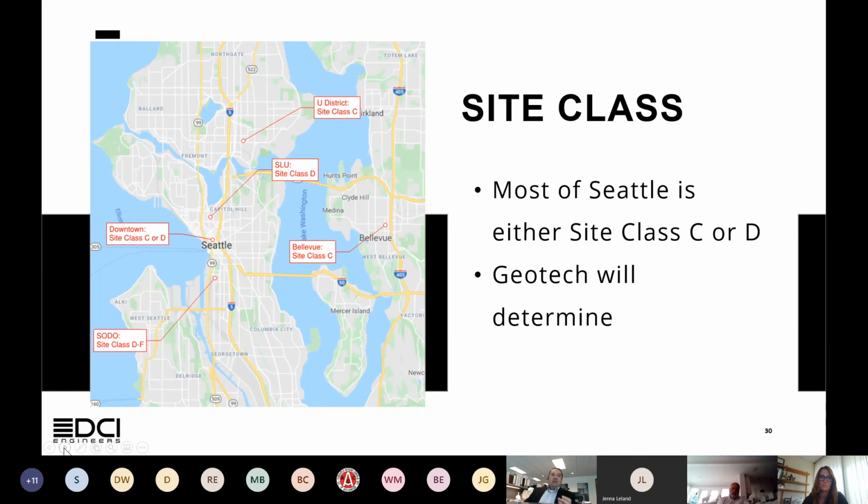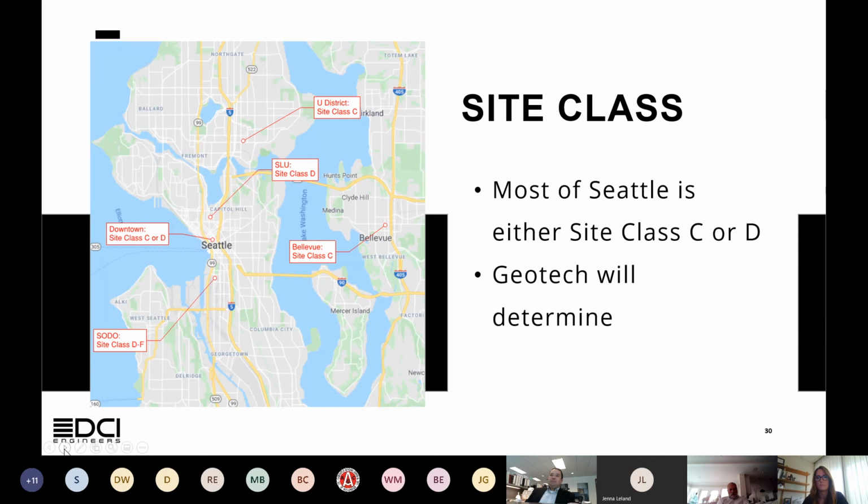Moving further into downtown, a lot of those sites are typically in site class C, but it is pretty close to the borderline between C and D. So we, again, have to look at those sites very carefully and work with our geotechs to establish what site we're actually sitting on. And then moving further south, the Soto district, that's very soft soil down there.